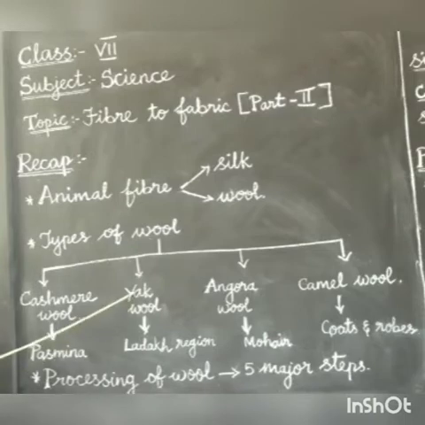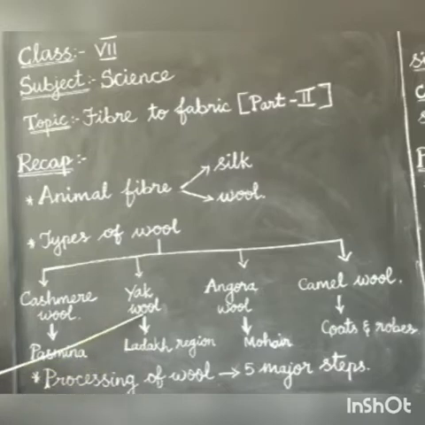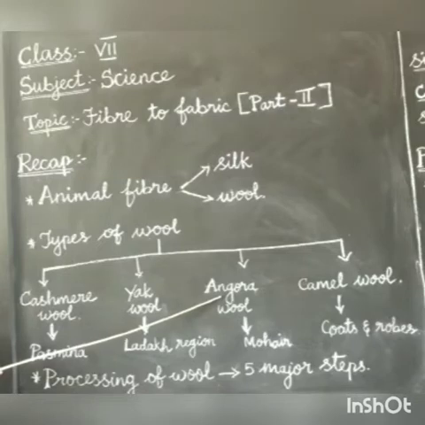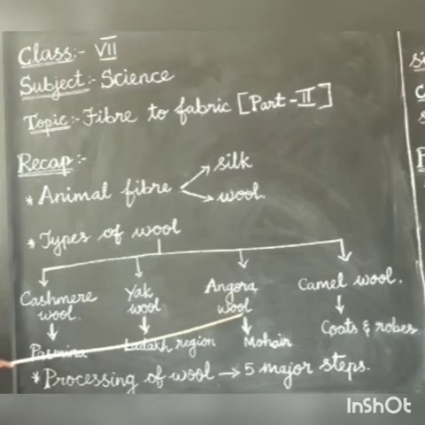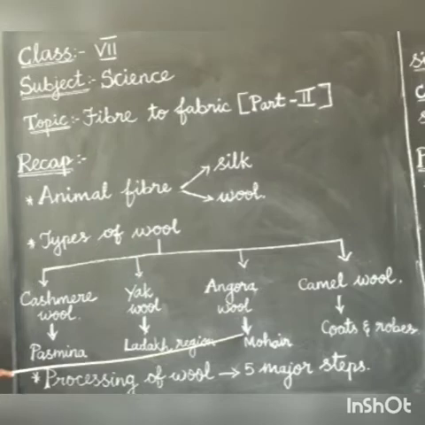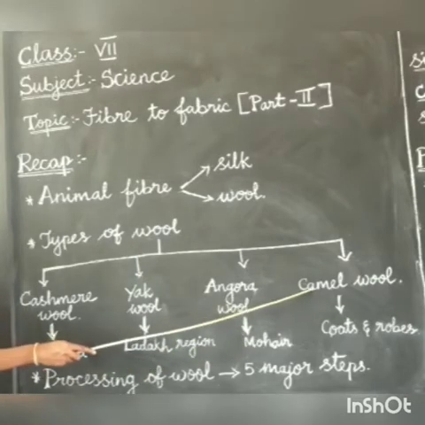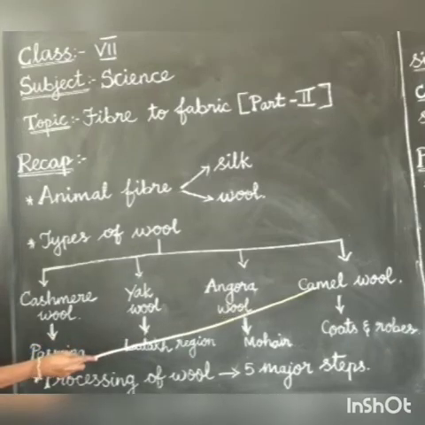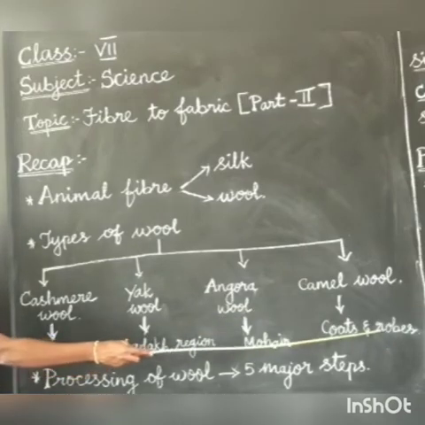Next, Yak wool. Yaks are found in the Ladakh region. This wool is used to make sweaters, coats and blankets. Next, Angora wool. This wool is obtained from Angora rabbits and Angora goats. The fleece means hair. The fleece taken from Angora goats is called mohair. Next, camel wool. Camel wool is used to make coats, robes and sportswear.